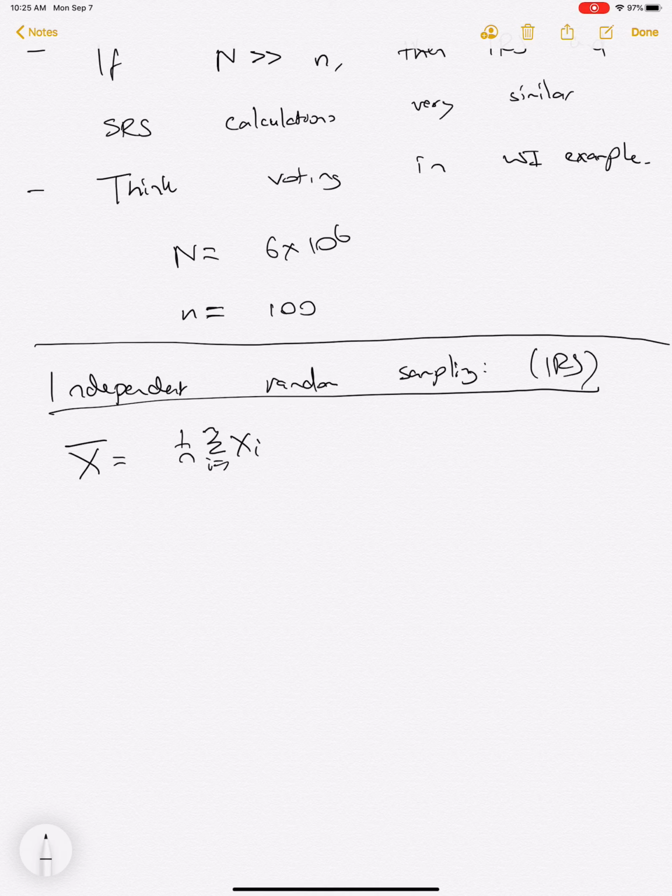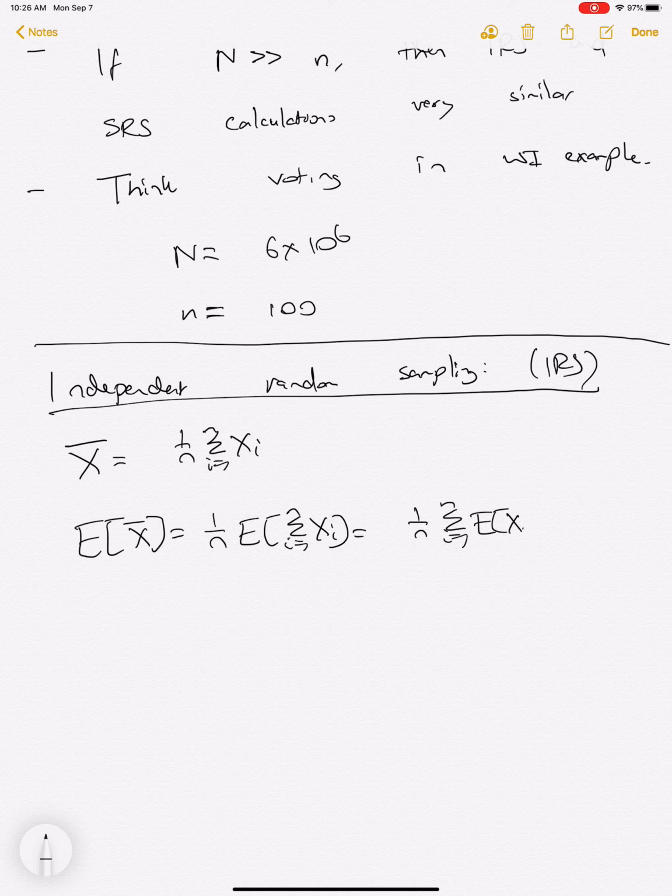So what can we say about x bar? We know that we can do this calculation. We've done this calculation many times before, using linearity of expectation.